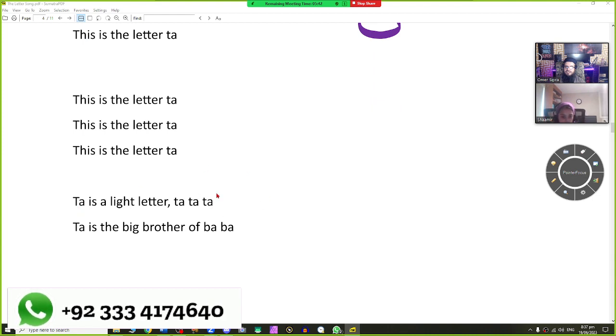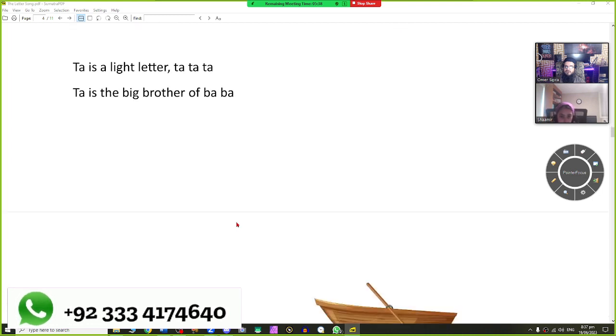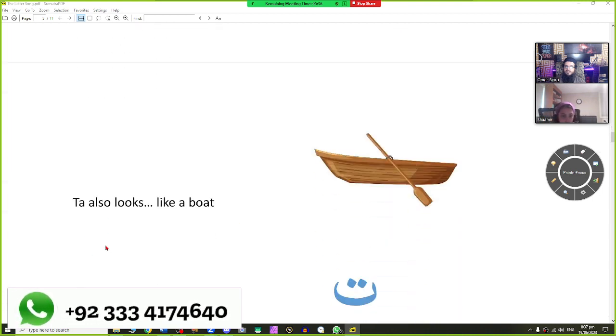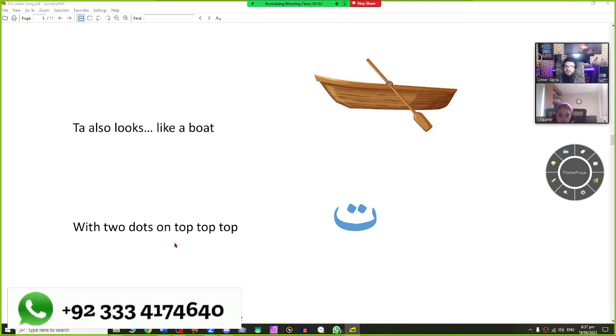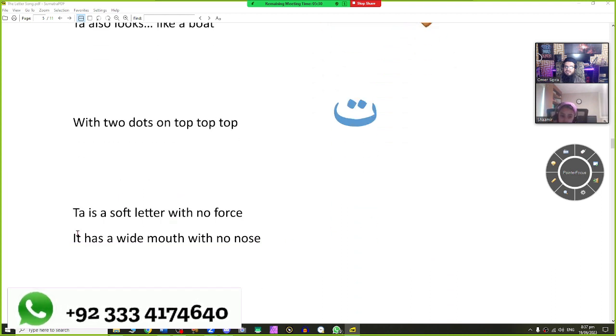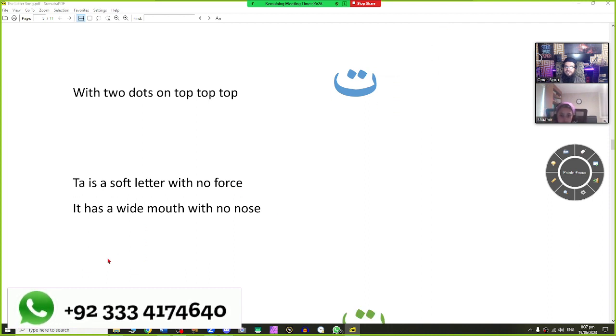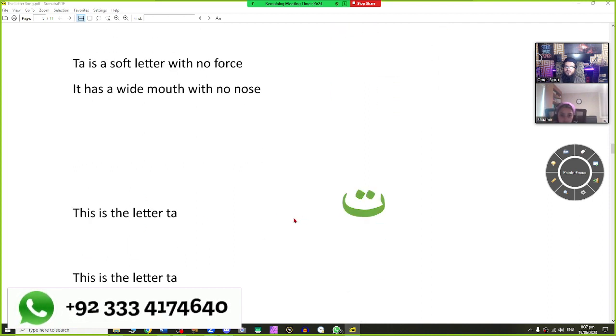Ta is a light letter. Ta ta ta. Ta is the big brother of ba. Ta also looks like a boat with two dots on top. Ta is a soft letter with no force. It has a wide mouth with no nose.